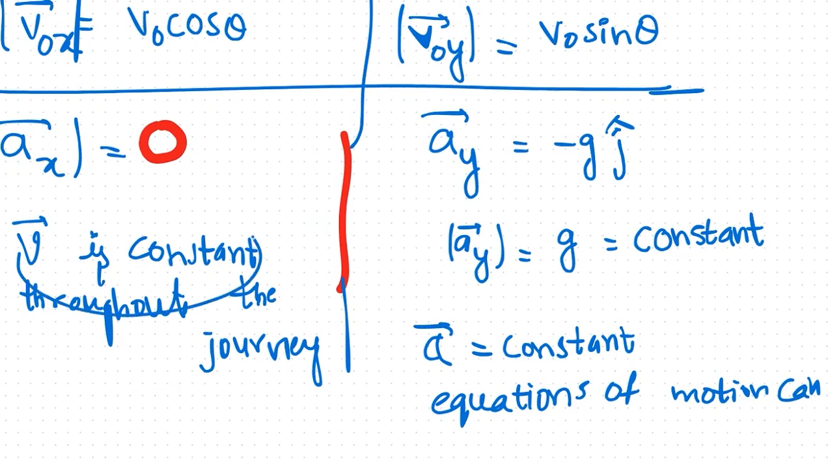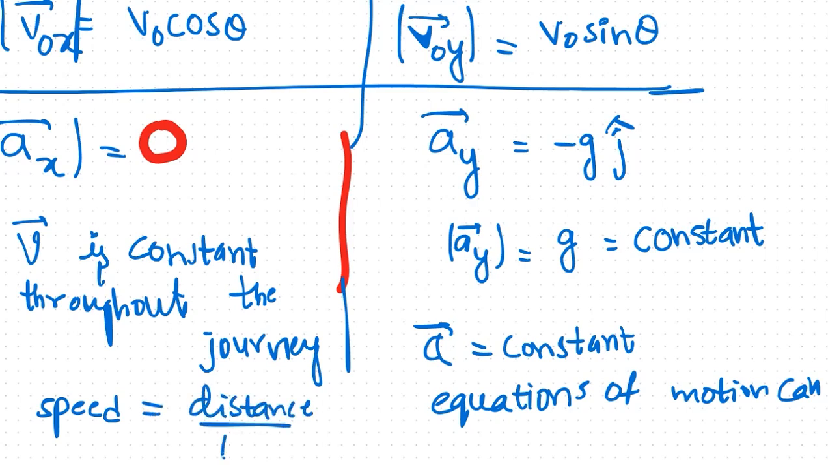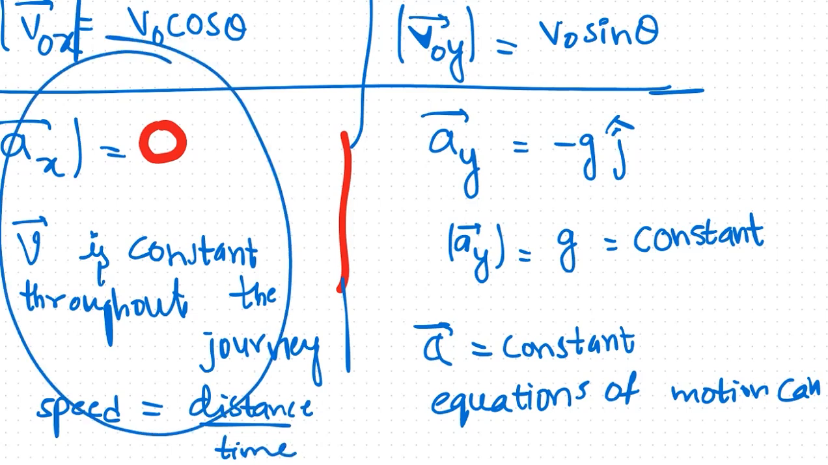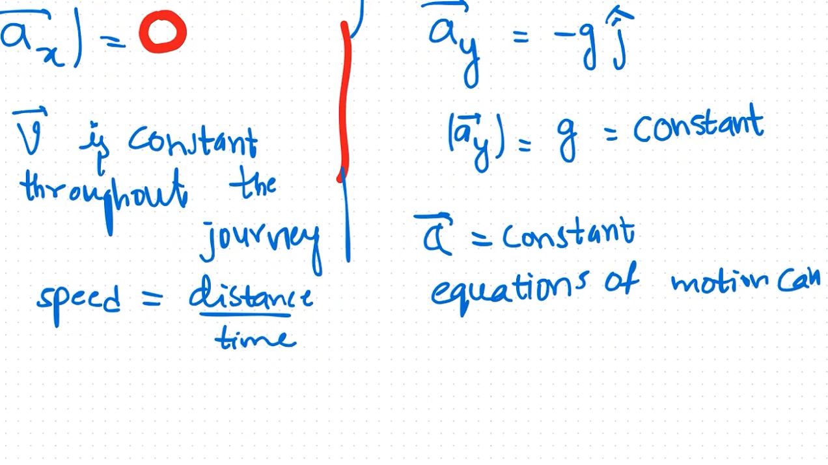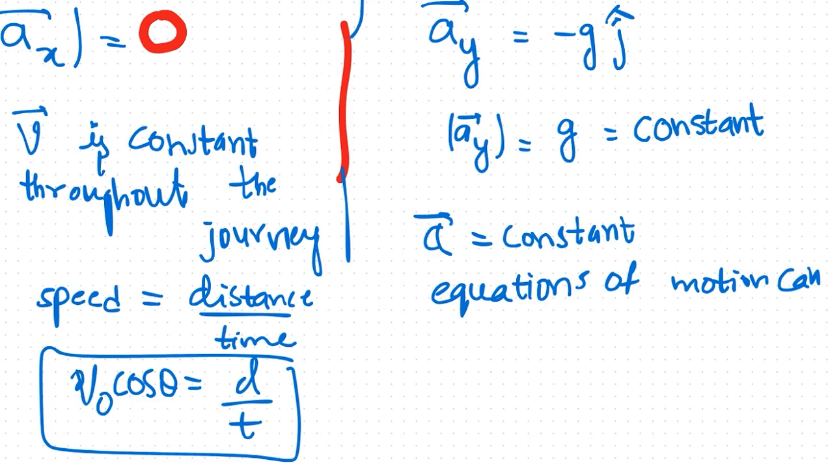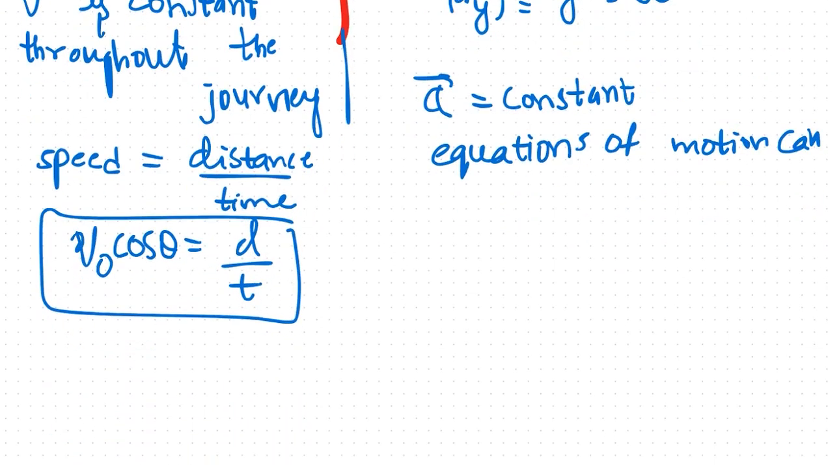Speed is constant means what? Can we use the formula speed, or velocity, is equal to distance over time? Along x, distance is equal to displacement because it is a 1D direction. So speed is equal to distance upon time, or let's say v naught cos theta is equal to distance upon t. So this formula can be used. This is the only formula for the x direction.